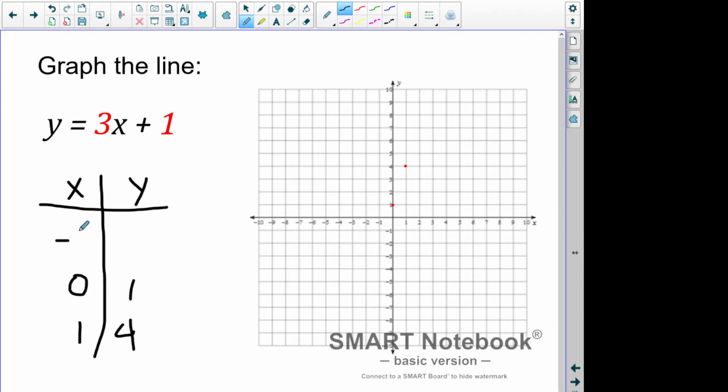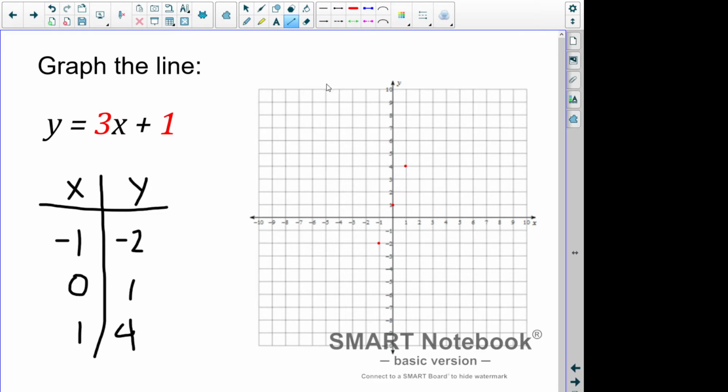Let's do -1, kind of a classic point to put in there. If I put -1 in, I get 3 times -1 is -3, and -3 plus 1 is -2. So I can graph that point, -1, -2. Now I've got 3 points, and I can see that they make a line, so I could go ahead and draw that line.